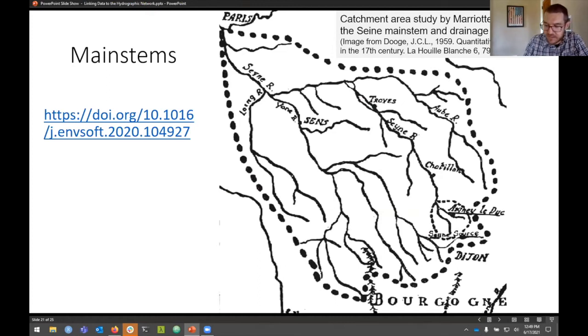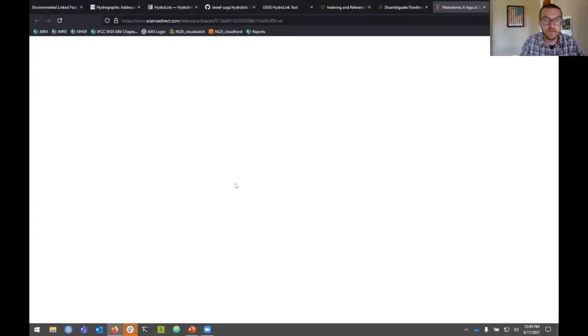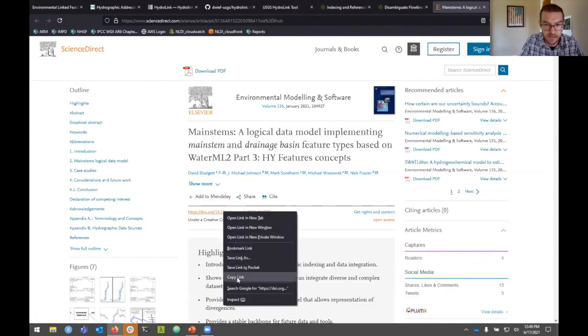Okay, so some work that I finished, working with a number of colleagues from around the community. This manuscript was a slog, but it's done. It came out in Environmental Modeling and Software late last year. I refer to it as Main Stems. If you search Environmental Modeling Software Main Stems, actually, I'll just give you this DOI. Let me open this up once. I will put this in the chat, copy link.